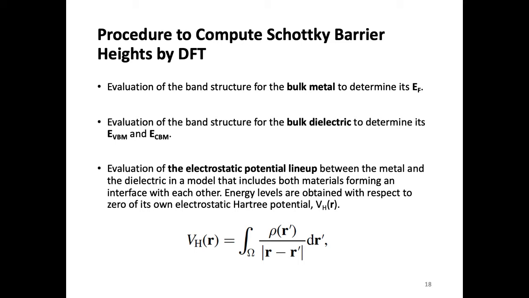And then the third step is to evaluate the electrostatic potential lineup between the metal and the dielectric in a model that includes both materials forming an interface with each other. Energy levels are obtained with respect to 0 of its own electrostatic Hartree potential, V sub h of r. And this is a typical equation which you learn from electrostatics.